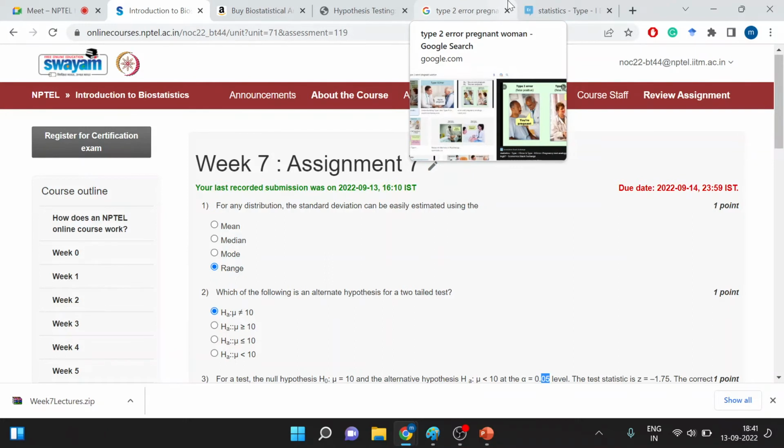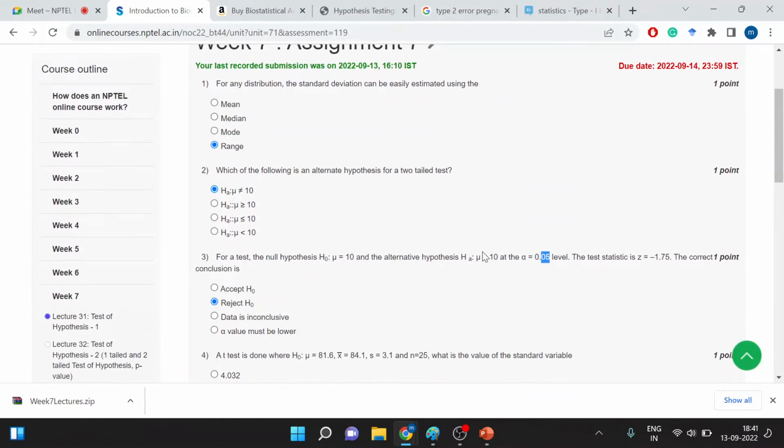I have a doubt in the second question. Which of the following is an alternate hypothesis? I didn't understand that again. How can we assume mu to be not equal to 10? So that is your alternate hypothesis, right?